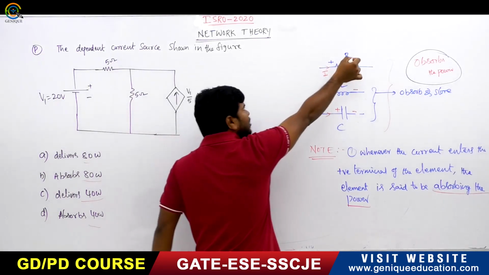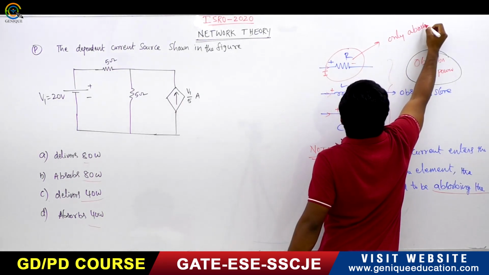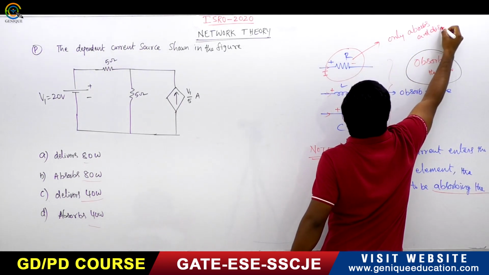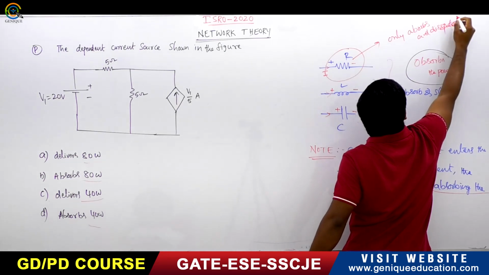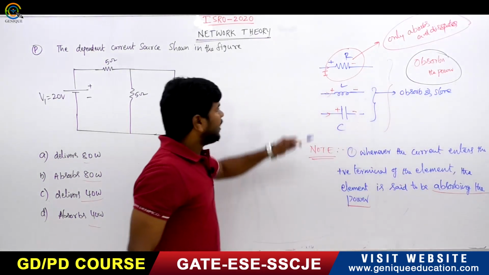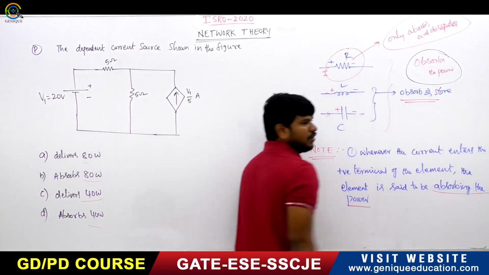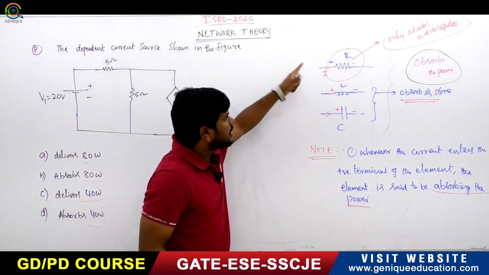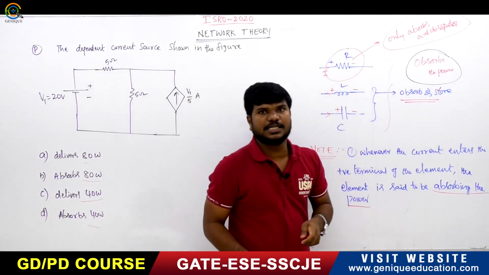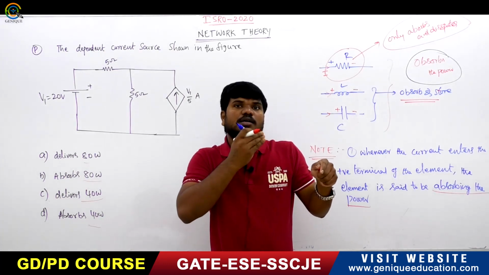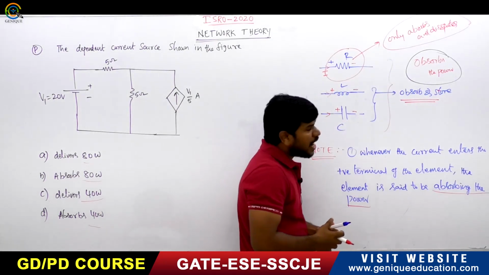But if you come to this, R only absorbs the power and dissipates it at that instant. The inductor and capacitor will absorb and store. If the source is connected to the inductor and capacitor, they will absorb the energy and store it up to the maximum value. If the source is removed from the network, then they will start delivering the energy.